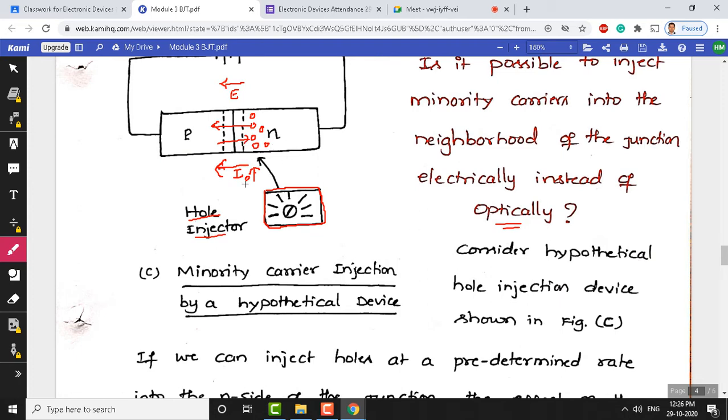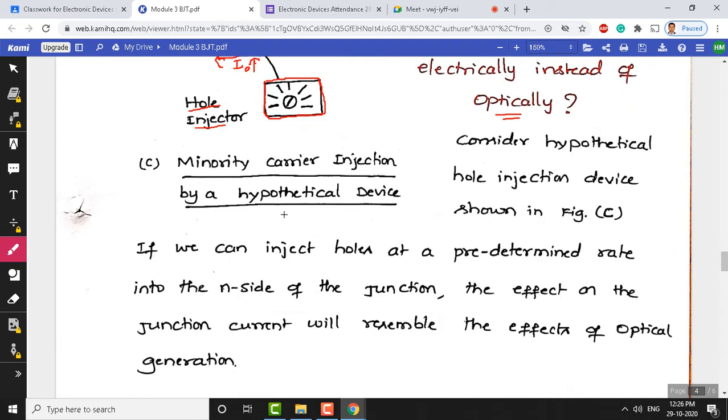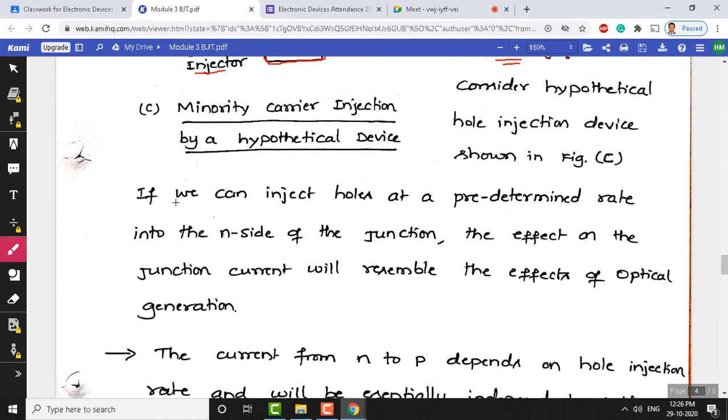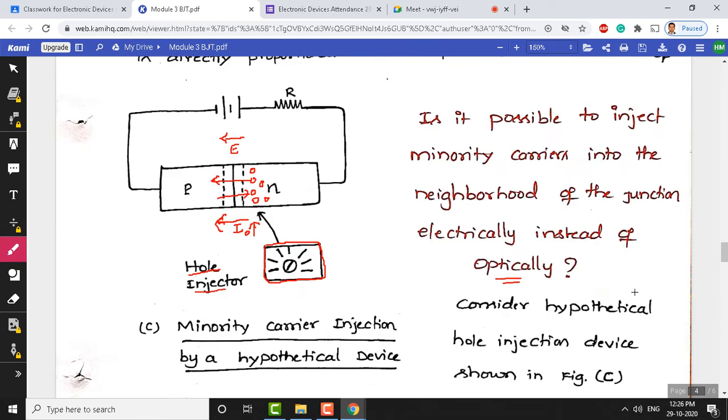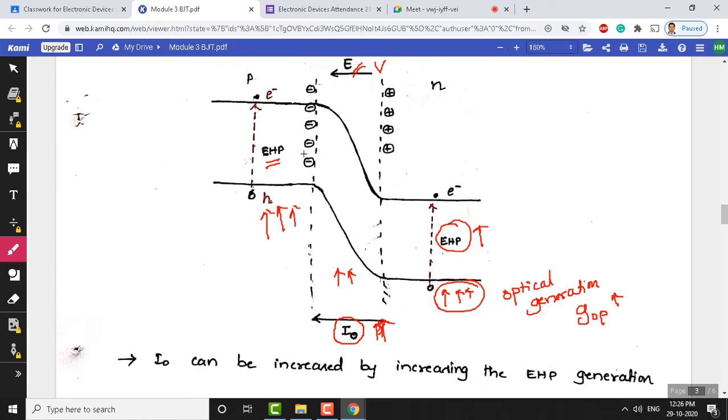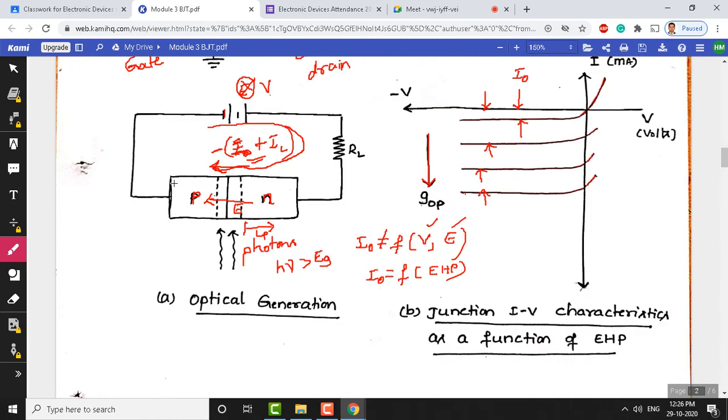There is a hypothetical hole injection device that we are considering here. If you look at the BJT, if you can inject holes at a predetermined rate into the N side of the junction, the effect on the junction current will resemble the effects of optical generation. Now, this hole injection device to the N side is almost similar to this device that you are seeing here.